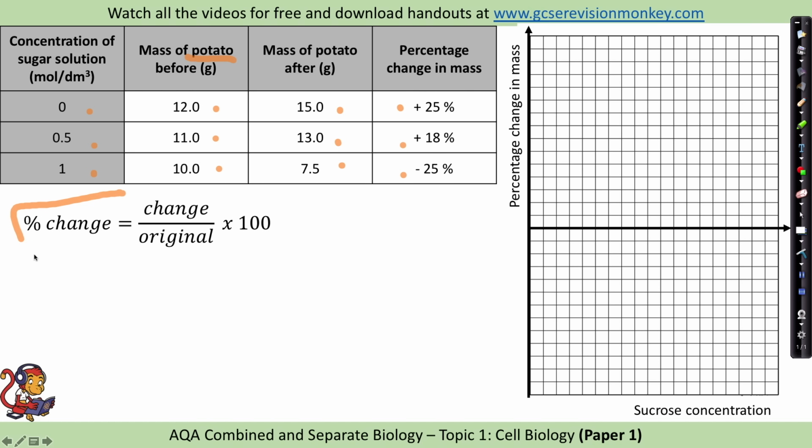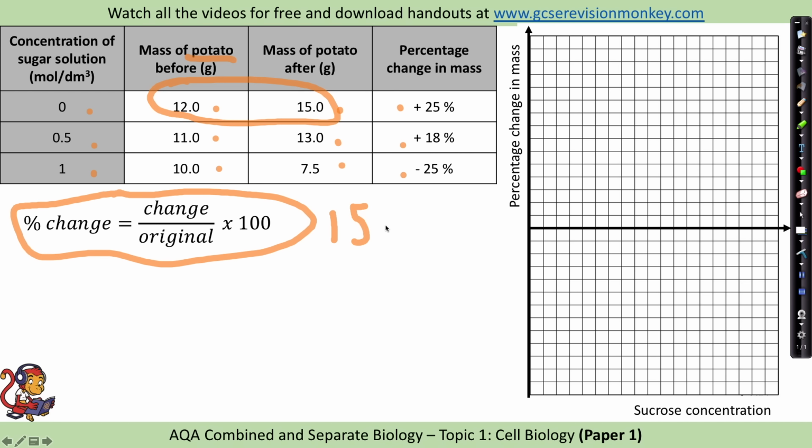Now to do this, you need to remember this equation. Percentage change equals change divided by original times 100. So if I go through the first calculation for you, you'd have found the change in mass. So 15 for the first one, for this data here. 15 minus 12 will give us the change. Divide that by the original, which was 12, and multiply that by 100, and that will give us our 25% increase in mass. Now we know it's an increase because it's gone higher just here.